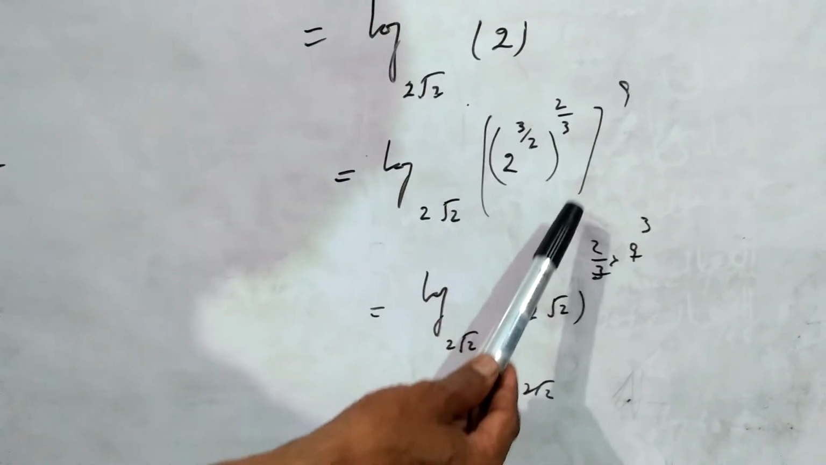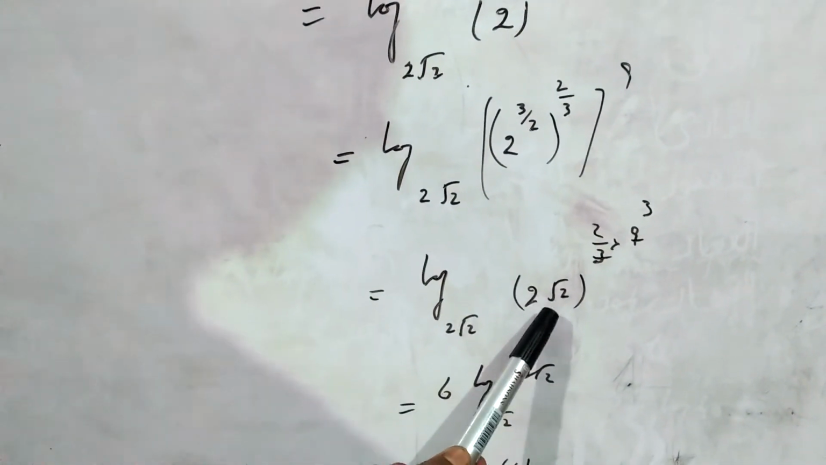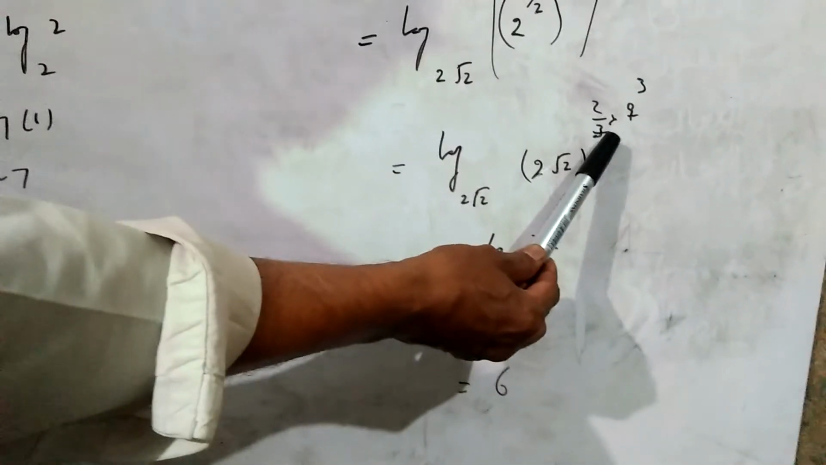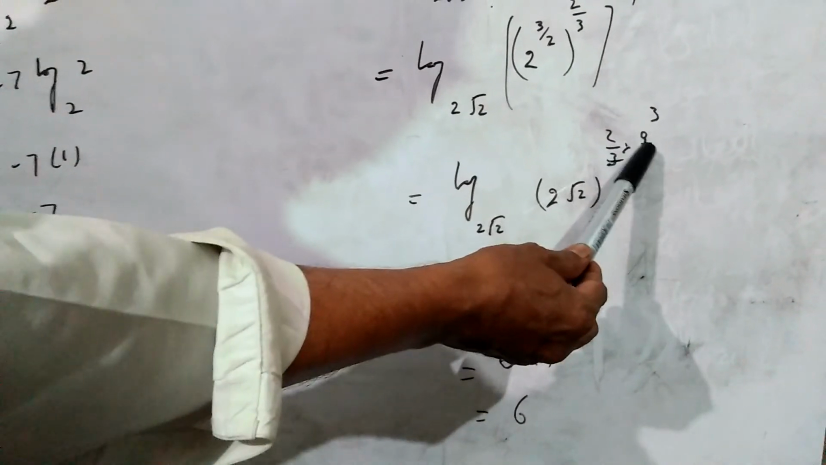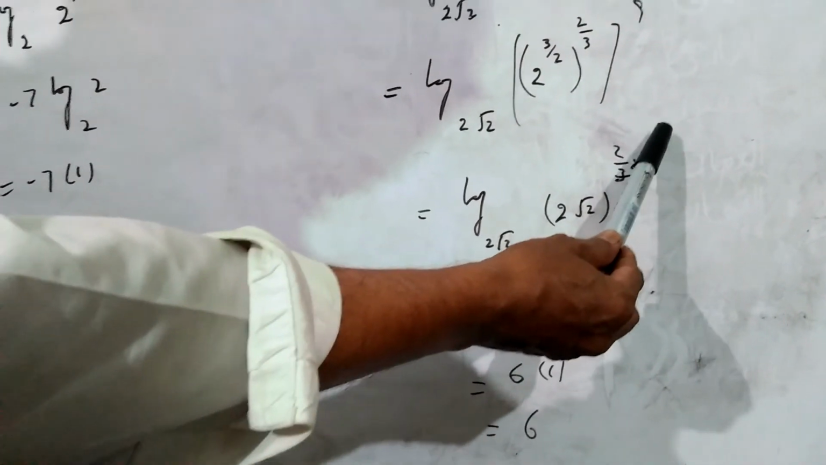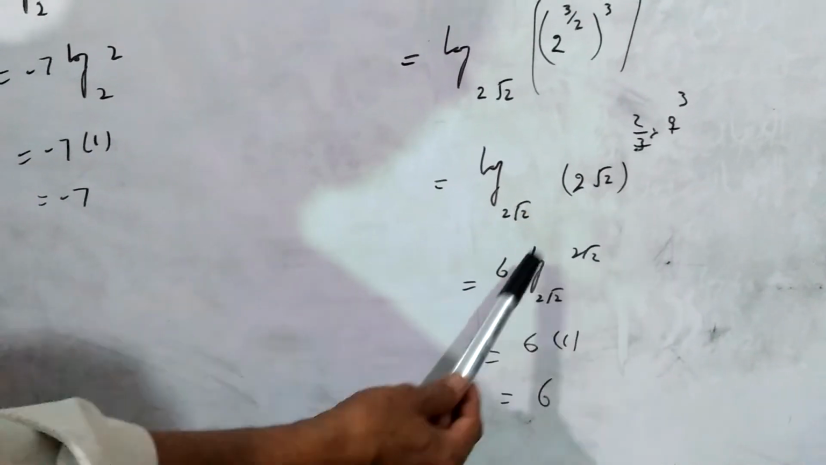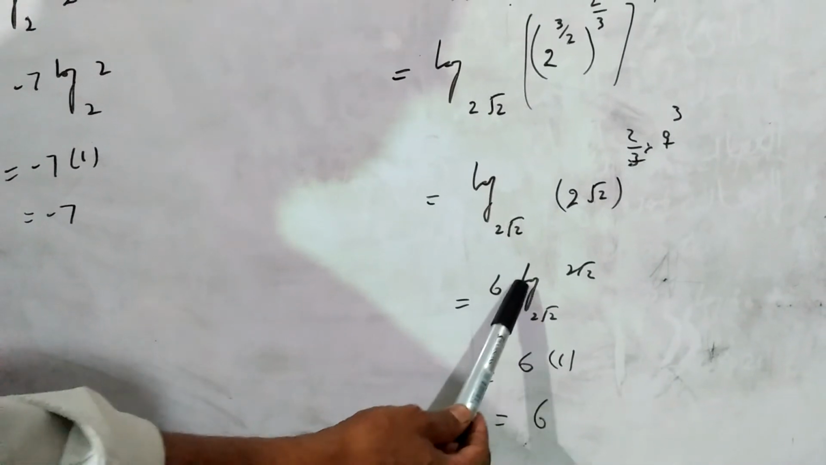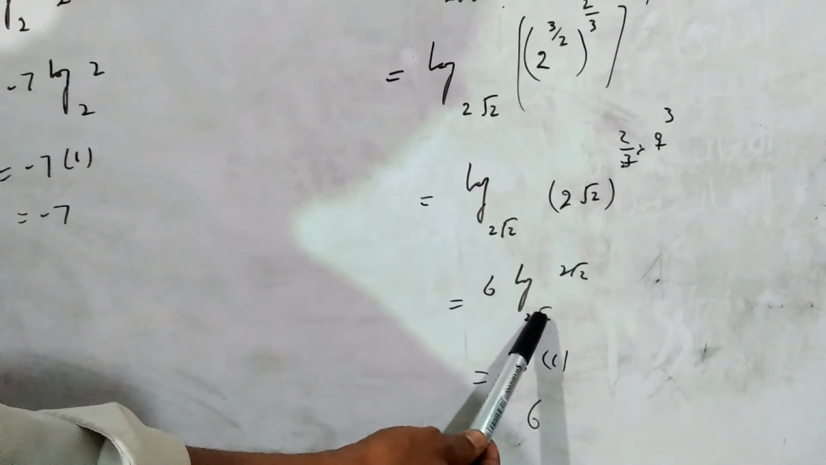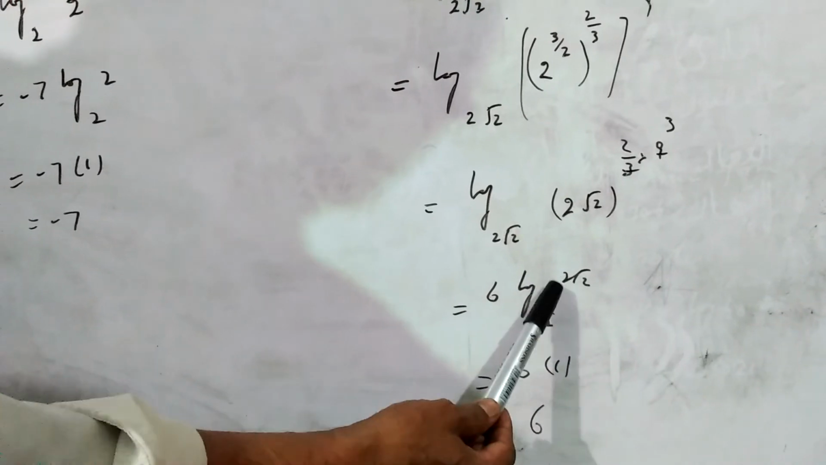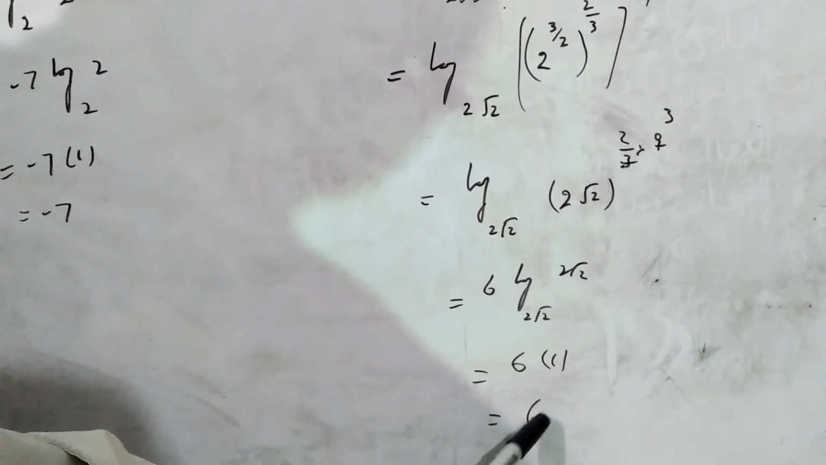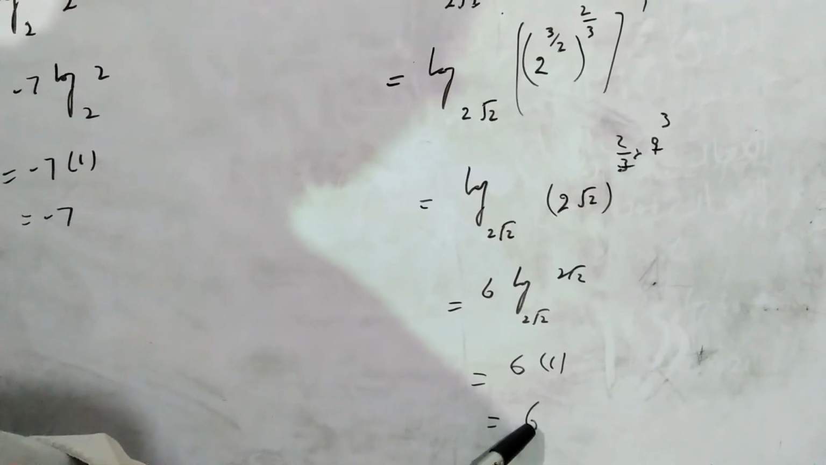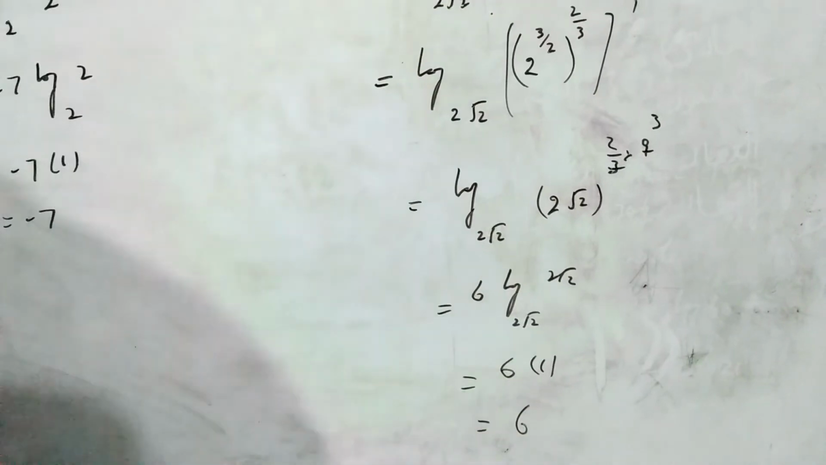So 2 power 3 by 2 can be written in this form as 2 under root 2, which is equal to its base. So the total power is 2 by 3 multiplied by 9; 3 threes are 9, 2 threes are 6. So 6 will be written in front of the logarithm. So we get 6 log 2 under root 2 base 2. As these two numbers are the same, this factor is equal to 1. So finally we get the value of log 512 to the base 2 under root 2 is equal to 6.